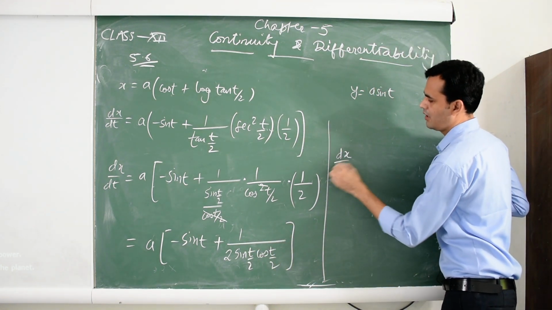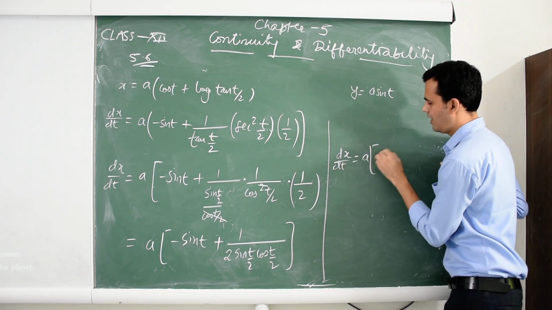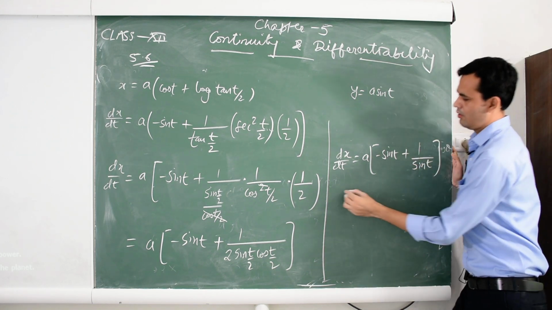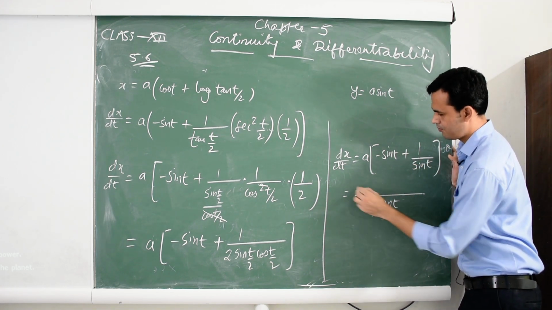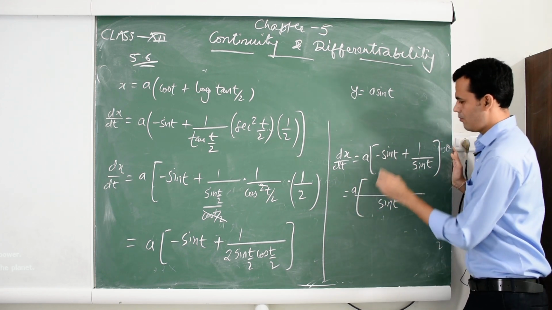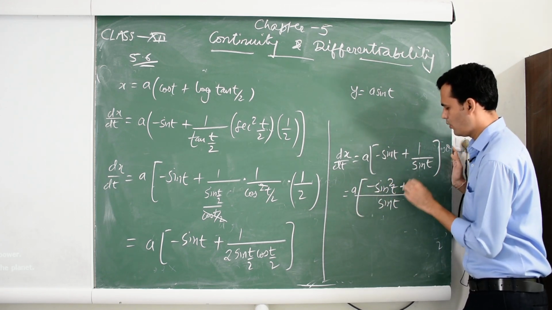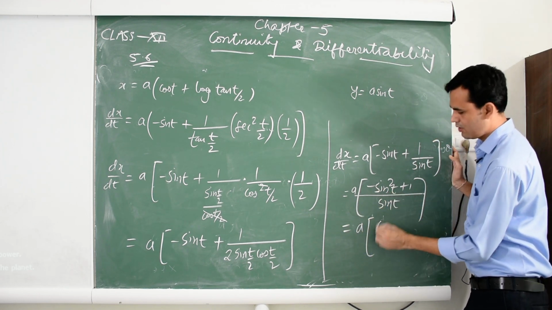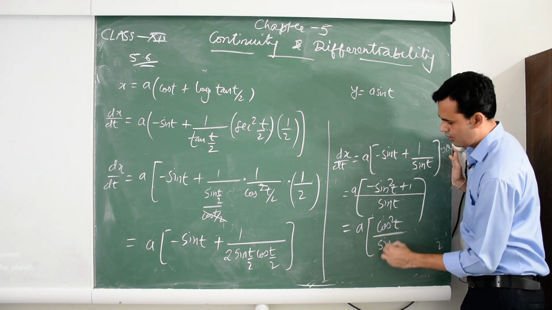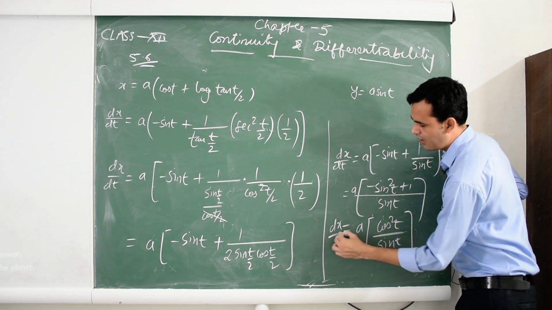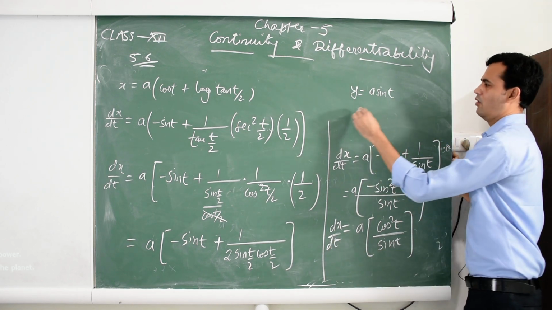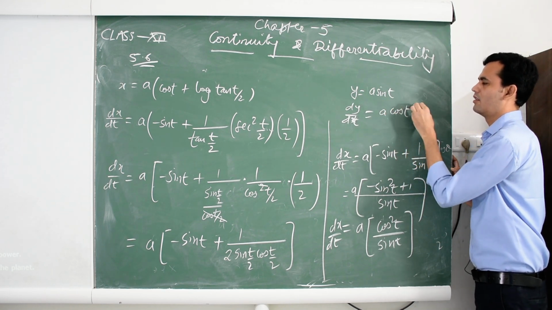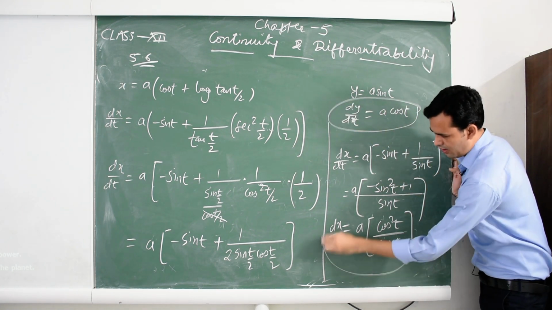So dx by dt equals a times minus sin t plus 1 upon sin t. Then we take LCM as sin t, a, then minus sin square t plus 1. So 1 minus sin square theta is cos square theta, so a cos square t upon sin t. This is the value of dx by dt. Okay. Now dy by dt, directly we write dy by dt as a cos t. So this is dy by dt and this is dx by dt.